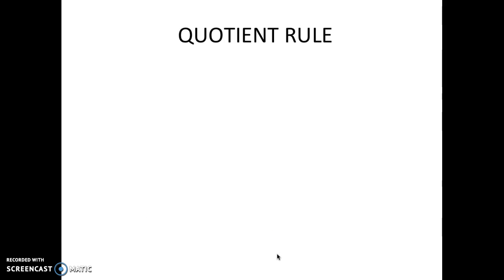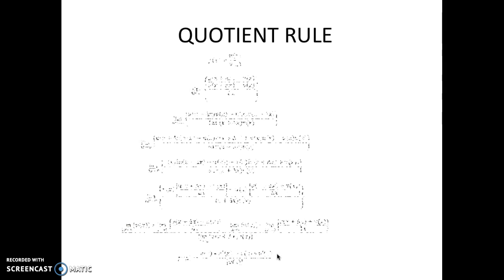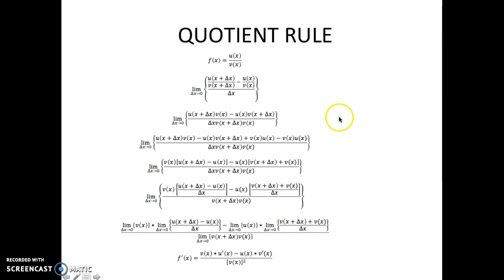Now, something even more difficult. First, these are all the steps. We got our function, f of x equals u of x over v of x. Solving that, again, I just applied the differential quotient formula. Then, already here, I'm multiplying by v of x plus delta x times v of x over the same, so that will give me this result.